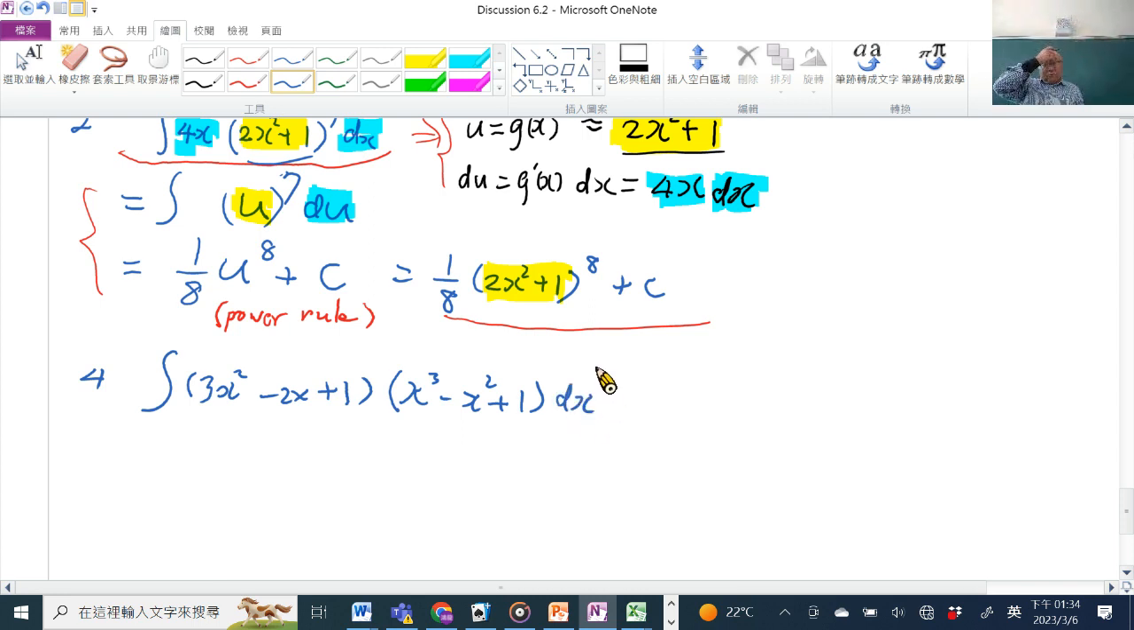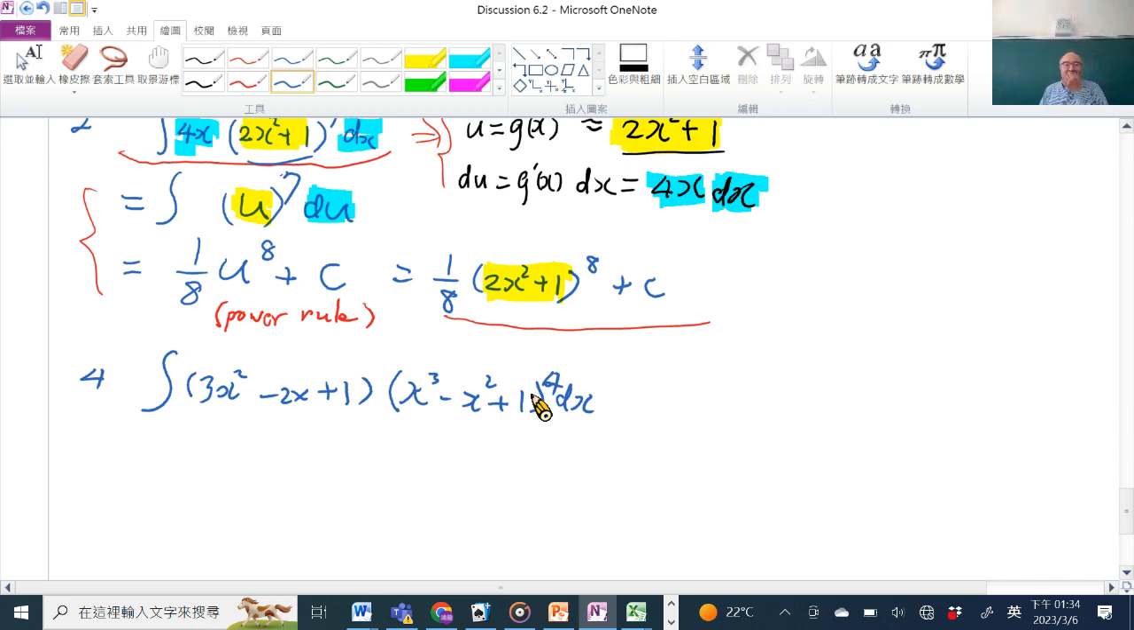Well, can somebody check for me? I forgot, is there any power in here? In question number 4, section 6.2, is there any power? No? Power 4. Power 4. Okay, thank you.